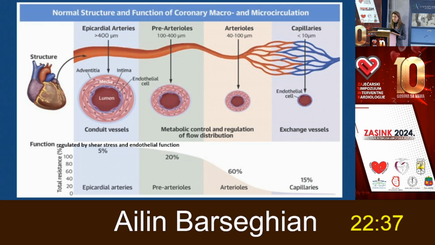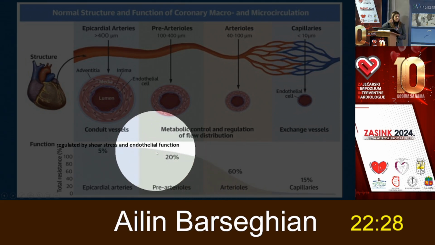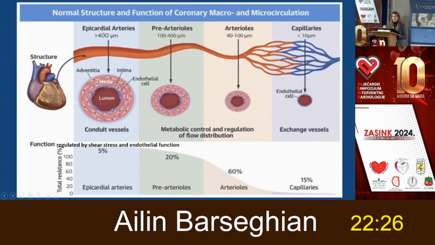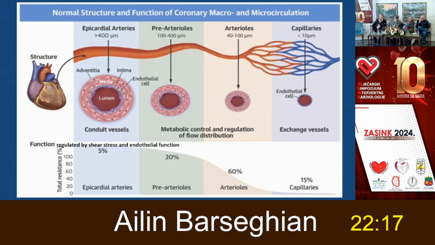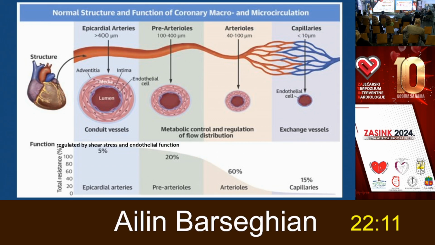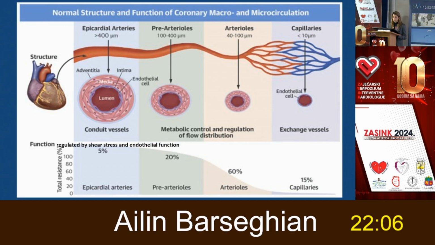But the microvasculature, the prearterioles and arterioles, contribute to the majority of the resistance in the system. This is where blood flow regulation happens, where most of the decision-making, distribution, and regulation of blood flow to the local tissue occurs. And then the exchange actually happens in the capillaries. The epicardial vessels are regulated by shear stress and endothelial function. And we're going to talk about the normal function of the microvasculature in the upcoming slides.